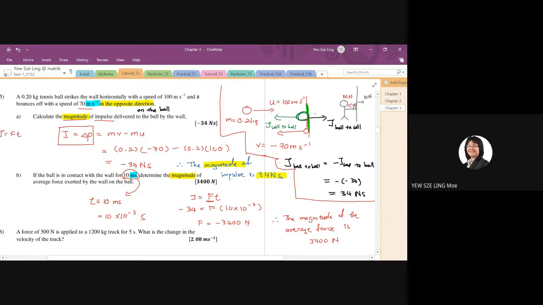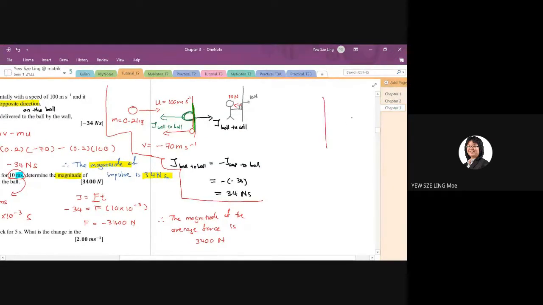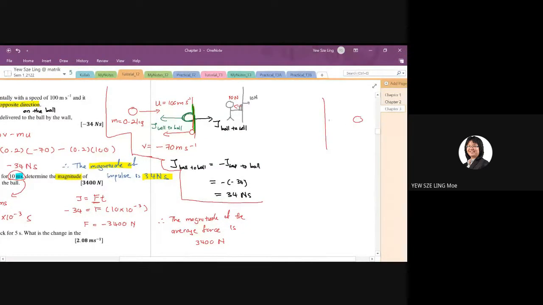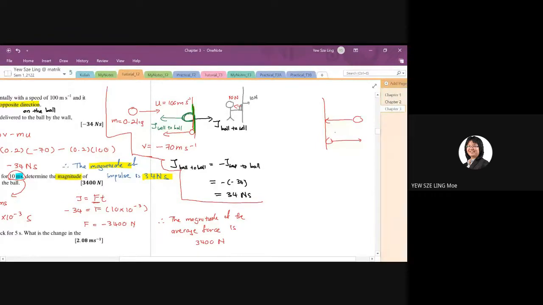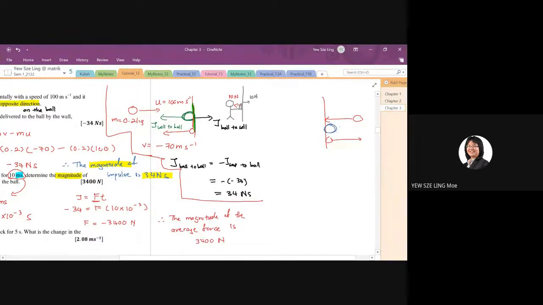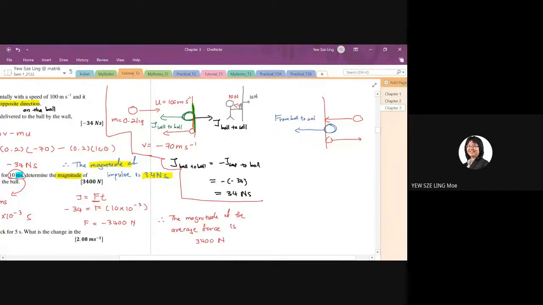It depends on our diagram, actually. Sometimes the diagram tells you your ball is heading from the left, and then it bounces off to the right. So in this case, I still have the ball, and when it is in contact with the wall, the impulse from the ball on the wall is going to the left. This is from ball to wall, so this is J on wall. J on wall is now to the left.